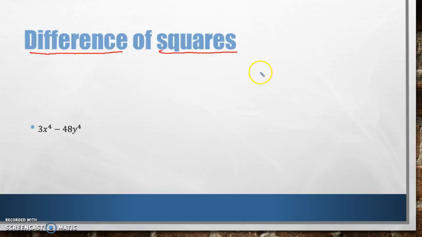Again, look for a GCF first. So if I look at 3 and 48, they both have a 3 in them. So if I take out a 3, then they have x and y, so I can't take out a variable. If I take out 3, that leaves me with x to the 4th minus 16y to the 4th. I have subtraction and I have perfect squares. The square root of x to the 4th is x squared, and the square root of 16y to the 4th is 4y squared. Just cut your exponents in half.